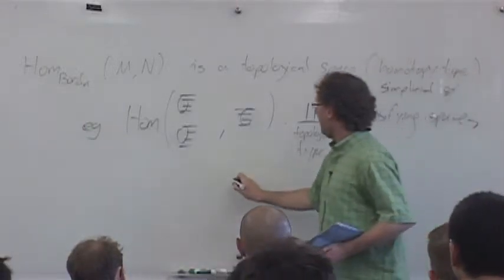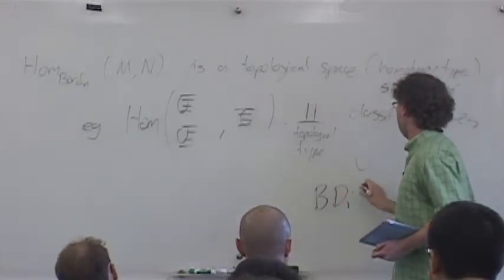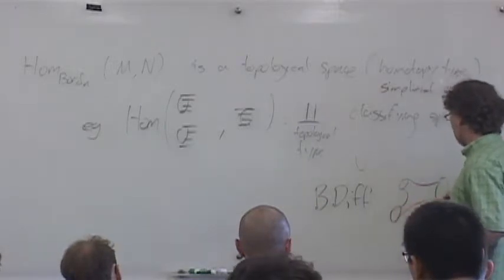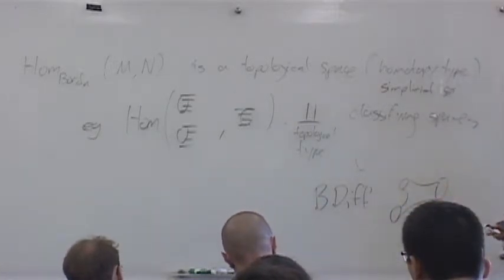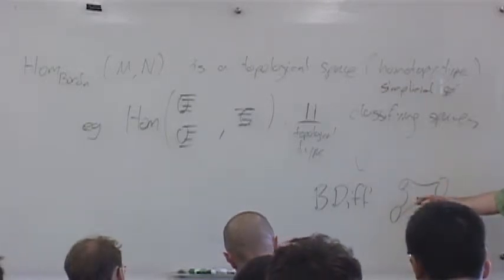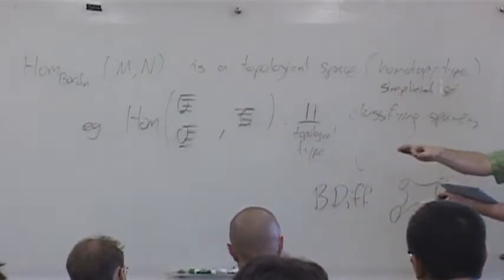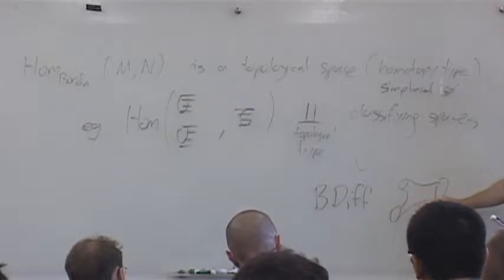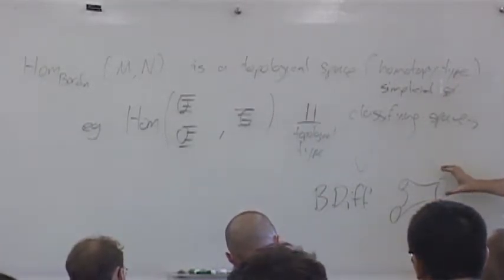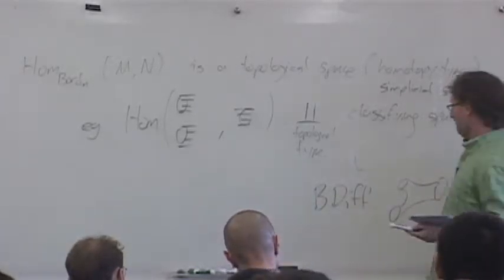So for example, I have B Diff of the pair of pants. There's a particular bordism from two circles to another circle, which is the pair of pants, but there's a whole topological space of pairs of pants. When you look at a pair of pants, you can decide where you put the two circles. They can move around each other. Keeping track of this topology is going to be important. I don't care about the geometry, but the homotopy type of this is something interesting. I guess it's a circle.